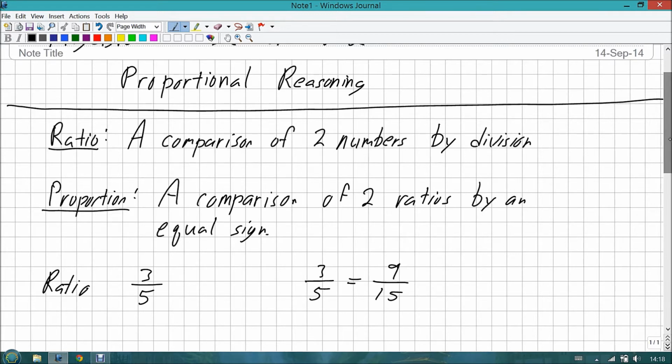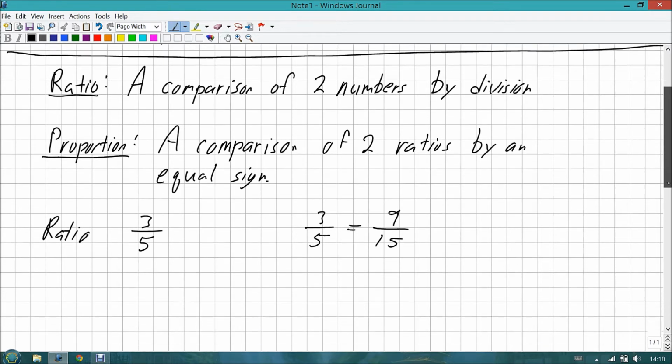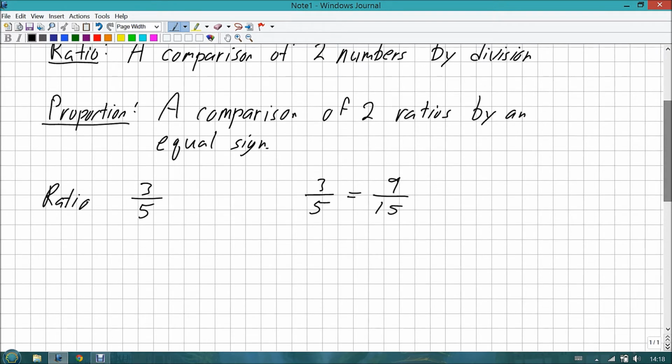So it's the same thing. It's just that it's been scaled up. It's proportional to each other. So 3/5 is equal to 9/15. They're the same number. A ratio is basically just a fraction. It's a comparison of two things by division. Now let's see some of these things in action.